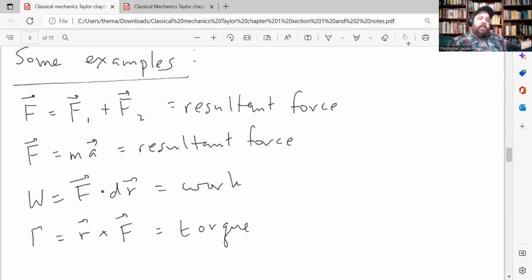Work is a dot product. You take the product of the force with the dr, which is a small distance that the force is moving the object along. So that's an example of dot product in physics. That's called work. And the cross product shows up when you're calculating torque, which is denoted by gamma here. So if you have a force acting on a point that will rotate it around the origin, then you can calculate the torque by taking this cross product.